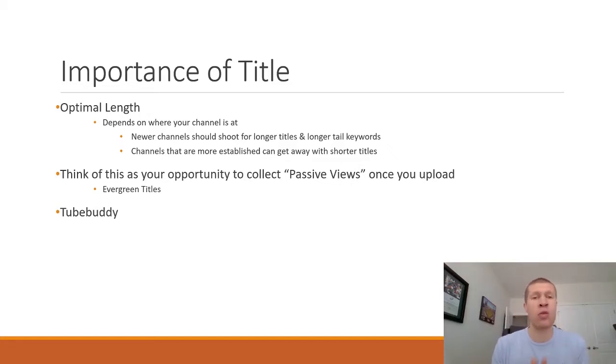Now, if your channel is more established, you can get away with shorter titles, and obviously they look better, they look more streamlined, but I would still caution you that even if you have somewhat of an established channel, go closer to the longer tail than the shorter tail title. It's going to pay off in dividends in long evergreen content, because you want to think of this as your opportunity to collect passive views once you get your video uploaded, right? Think evergreen titles that are going to bring you long extended traffic over the days, months, years, and potentially decades, if YouTube's around that long, to come.